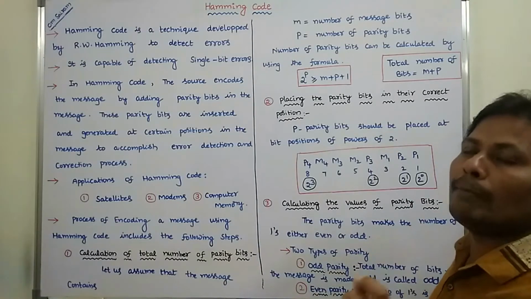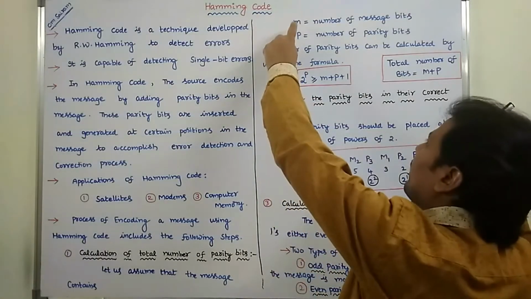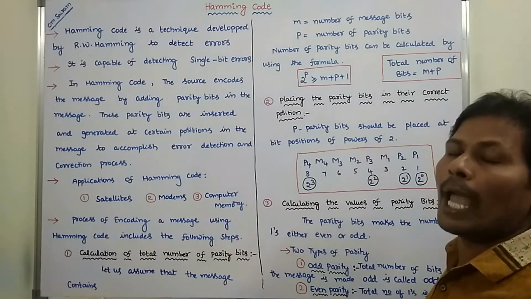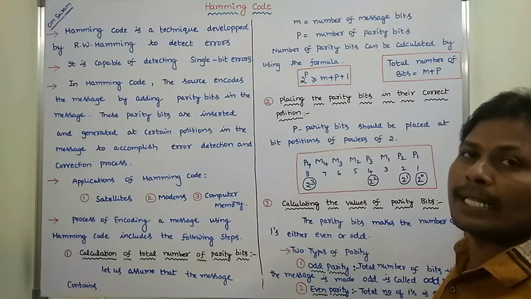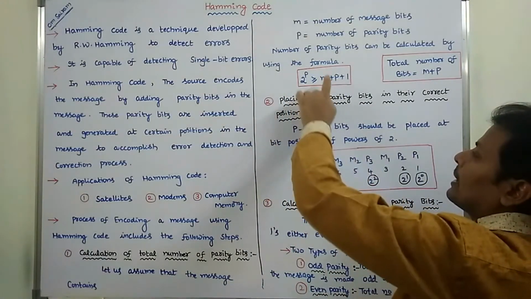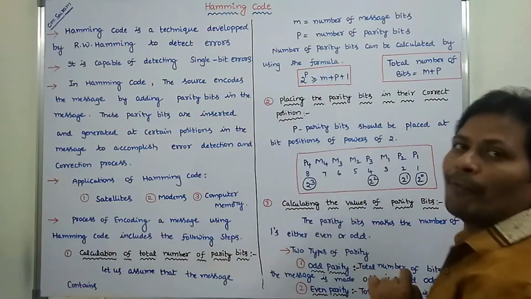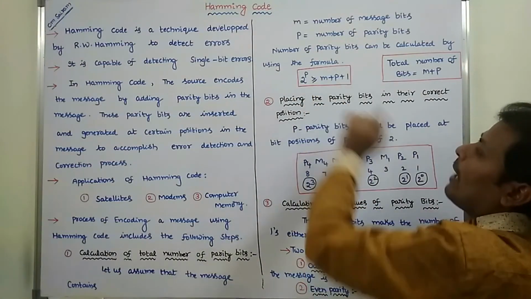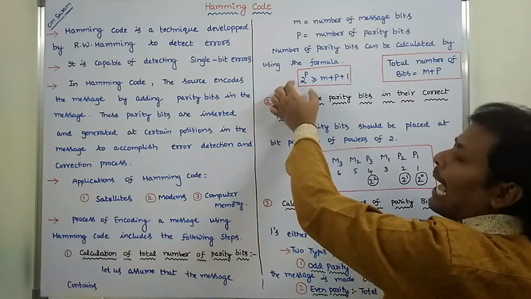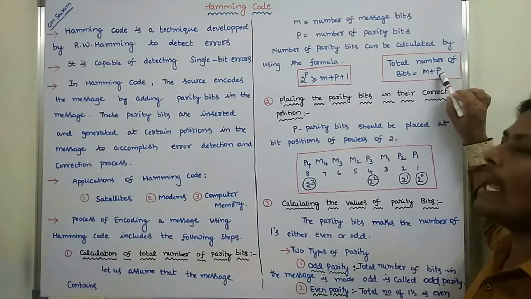Okay, in the given message, the total number of message bits is denoted by m. The total number of parity bits that we have to add for a given message is calculated using this formula: 2 power p greater than or equal to m plus p plus 1. If this condition is satisfied by knowing the m value, then we calculate the p value. Once the p value is calculated, the total number of bits is equal to m plus p.